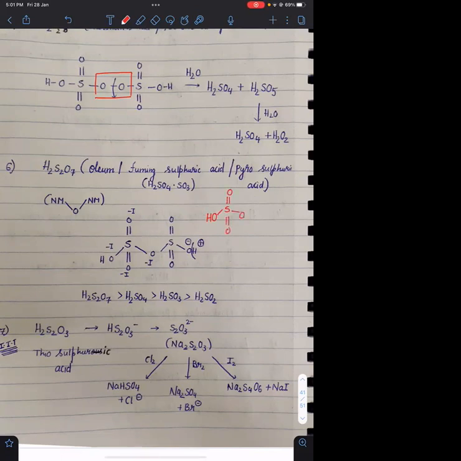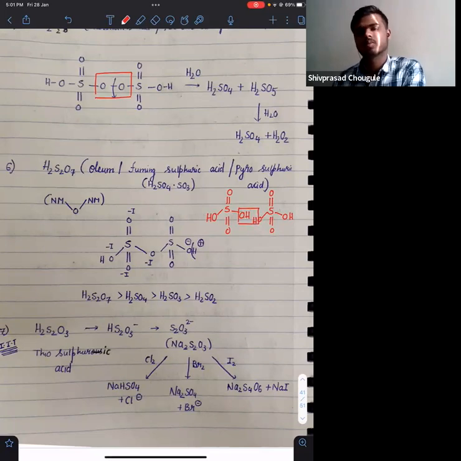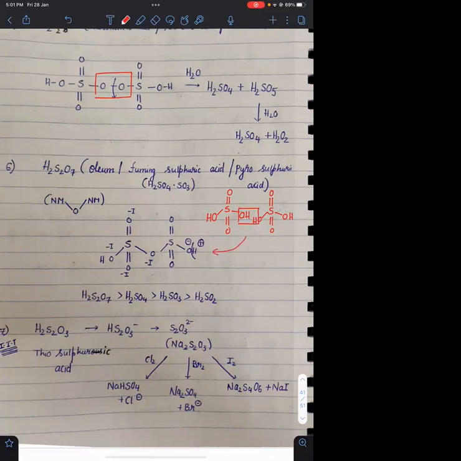This is the structure of H2SO4. Place two sulfuric acid molecules face to face, then remove H2O. If I am removing H2O, I will be forming this structure.